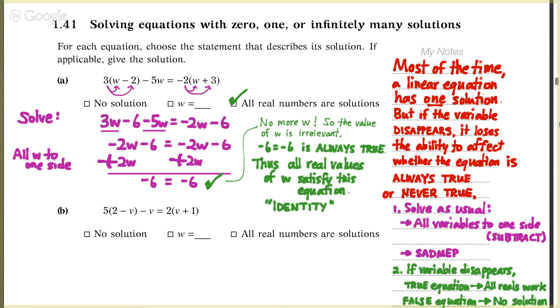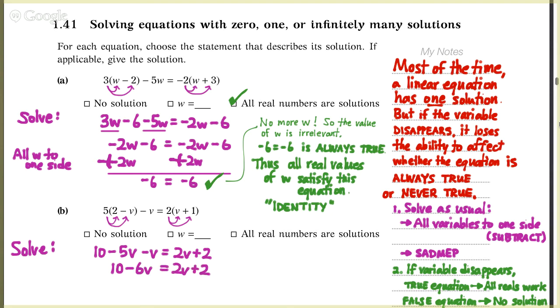Let's see what happens in part B. Same strategy, maybe a different result, we'll see. So in this equation, we want to get the v by itself. And again, because we had some simplifying to do on both sides, let's distribute the multiplication across the addition and the subtraction. I'm going to get 10 minus 5v minus v on the left-hand side, 2v plus 2 on the right. Combining the like terms on the left, negative 5v minus v is going to give me a negative 6v. So I'll get 10 minus 6v is equal to 2v plus 2.